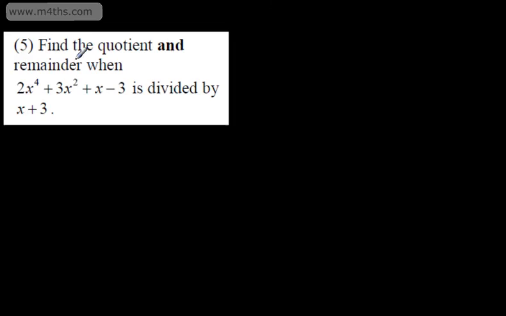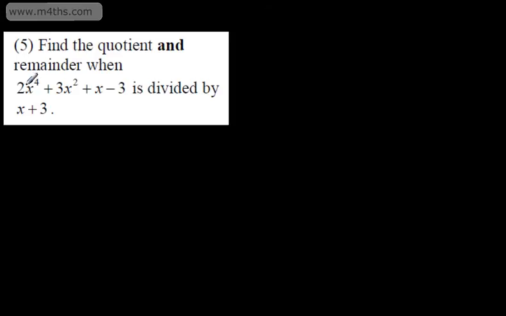In my last video we looked at dividing polynomials. In this video we're going to continue that work and look at a couple of harder examples. So let's start off now with question number 5. We're asked to find the quotient and remainder when 2x to the fourth plus 3x squared plus x minus 3 is divided by x plus 3.